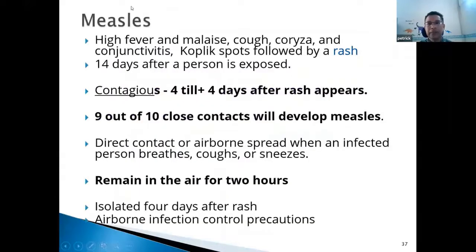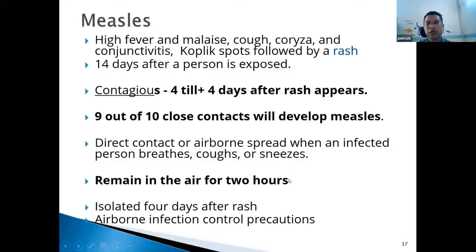And the same thing with measles. It's very contagious 4 days before the rash. So you don't even know you have measles. Only when you get the rash do you think you have a viral infection. But 4 days before the rash, you are already contagious, and you can transmit to 9 to 10 people. The virus can remain airborne for up to a few hours in the air.